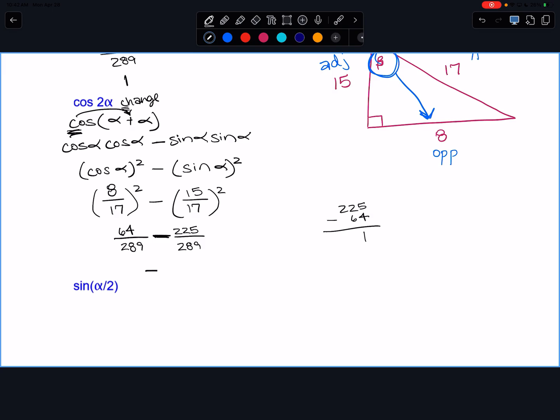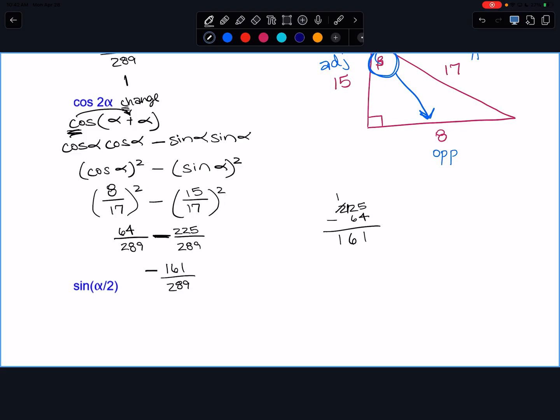Okay, so let's subtract. 5 minus 4 is 1. 2 minus 6, does that work? No, so we borrow from that. This becomes a 12, right? We took 10 of them. 10 plus 2 is 12. 12 minus 6? 6. 1 minus nothing? 1. So negative 161 over 289.